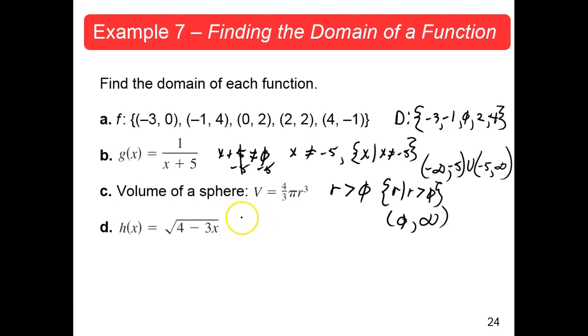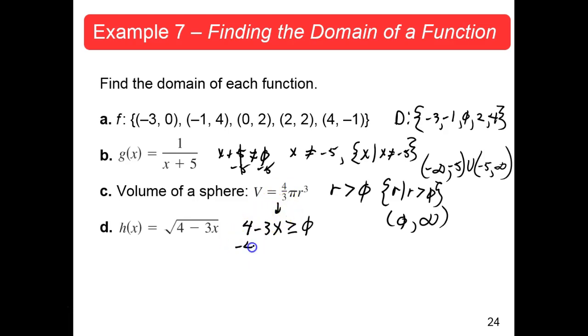So in other words, what's inside the radical? 4 minus 3x has to be greater than or equal to 0. Perfect. Now we have to solve that inequality. Been a while. Can we do this? I think so. How do we solve that inequality? We're solving for x, by the way.